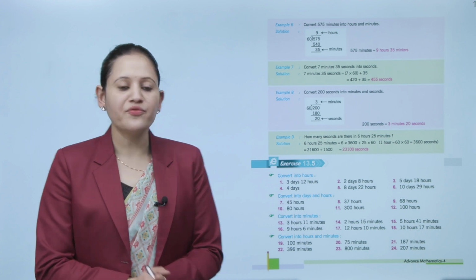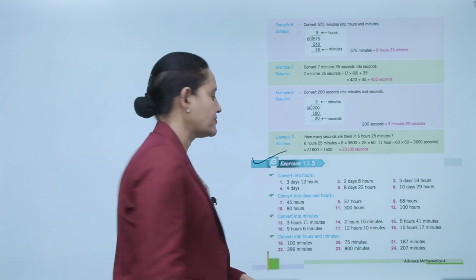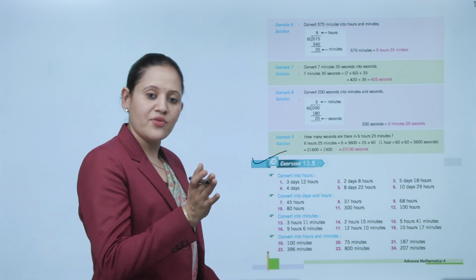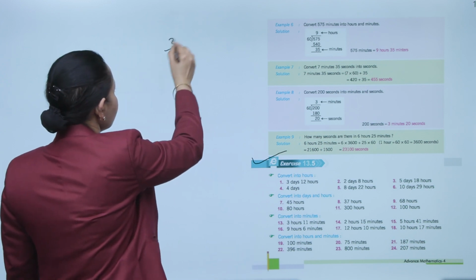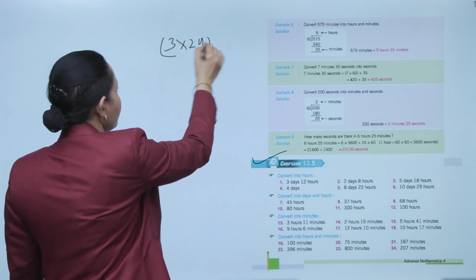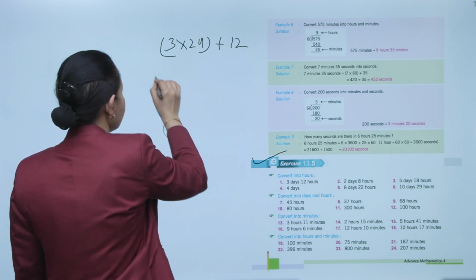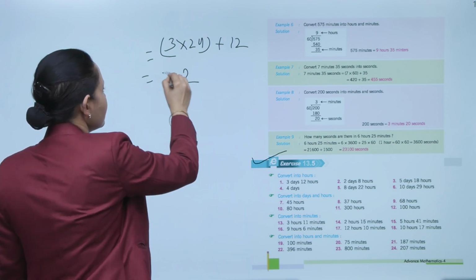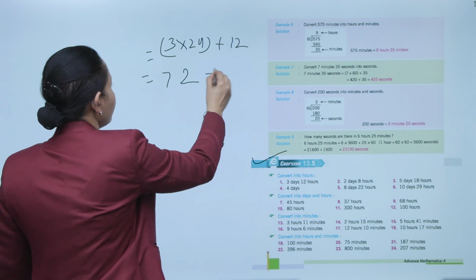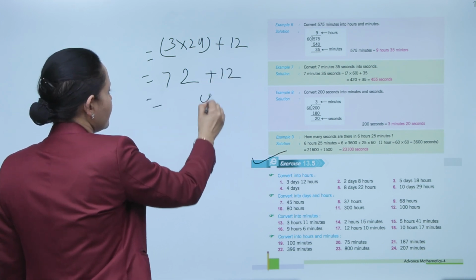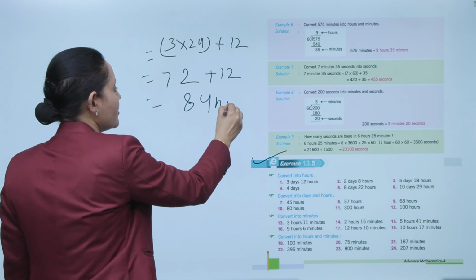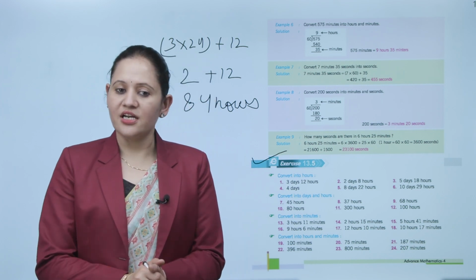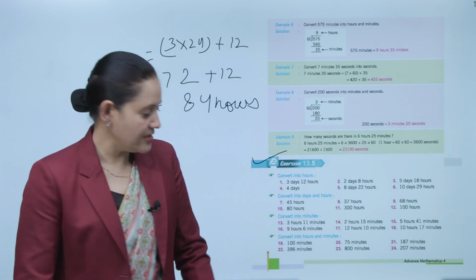Next is exercise 13.5. Convert into hours. 3 days 12 hours. 1 day 24 hours. So 3 days, 3 into 24 plus 12 hours. 3 into 24 करेंगे 72 hours हो जाएंगे. Plus 12 hours, 84 hours. Total ho jayenge 84 hours. Clear? So you have to practice all the questions here.